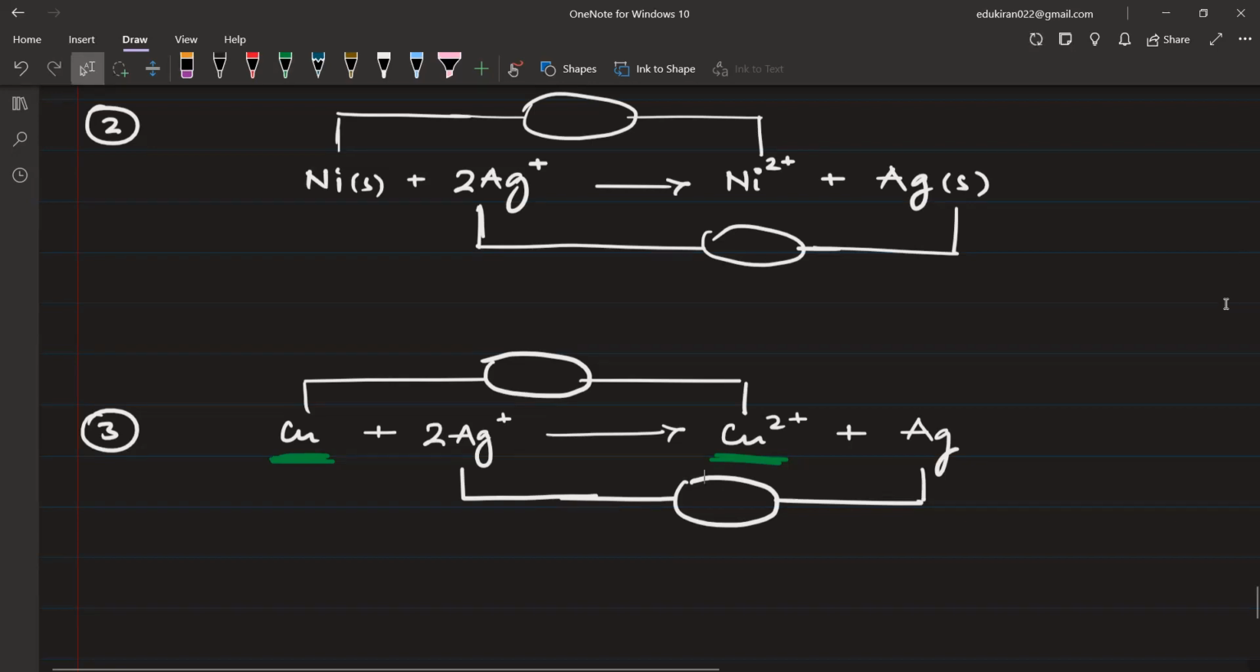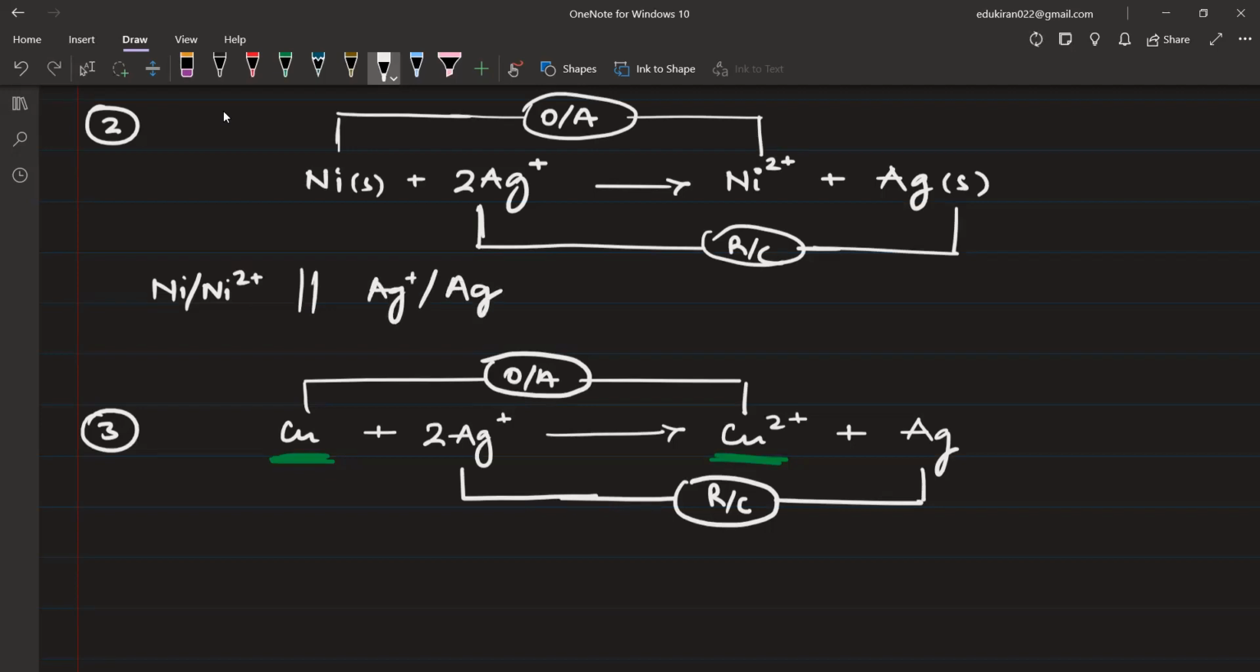I have not received yours, by the way. So here we are going to have oxidation, the anode, and reduction, the cathode. Oxidation at the anode, because it goes to 2 positive. Here we make nickel to nickel 2 positive with a bridge, and Ag positive to Ag. You don't need to worry about the coefficients here.